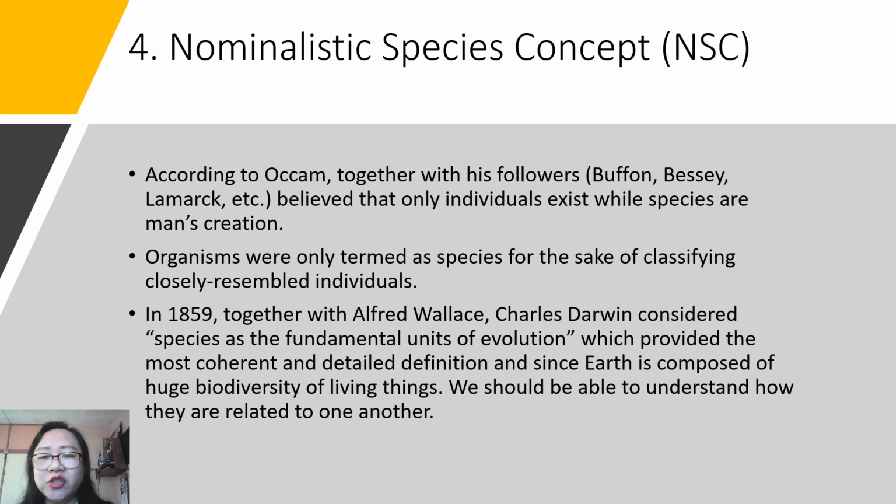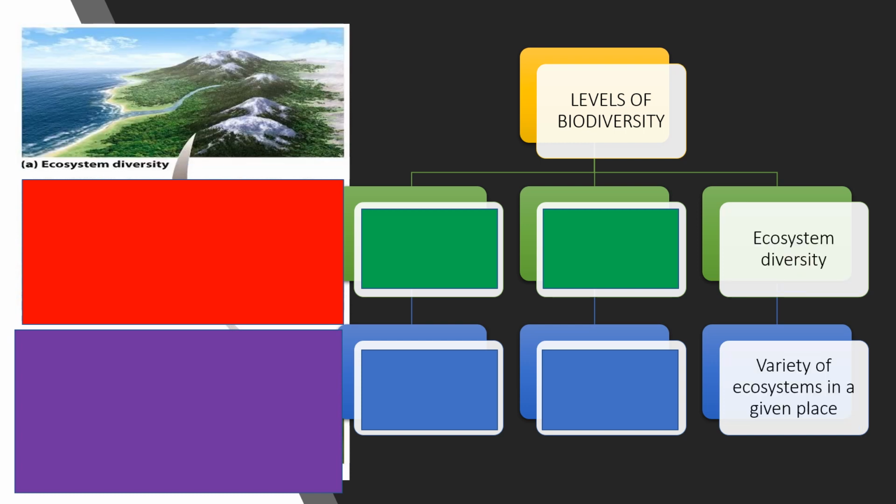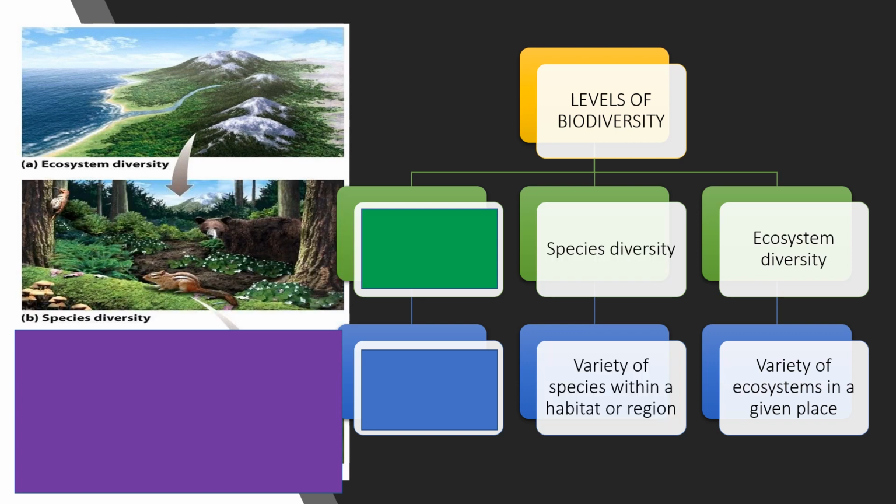And since Earth is composed of a huge biodiversity of living things, we should be able to understand that they are related to one another. In the levels of biodiversity, ecosystem diversity is composed of a variety of ecosystems in a given place, just like illustration A, which is composed of grassland, ocean, and farm. In species diversity, you can see a variety of species within a habitat or region, just like illustration B, where in the forest you can see species of rats, species of trees, species of birds, and many more.